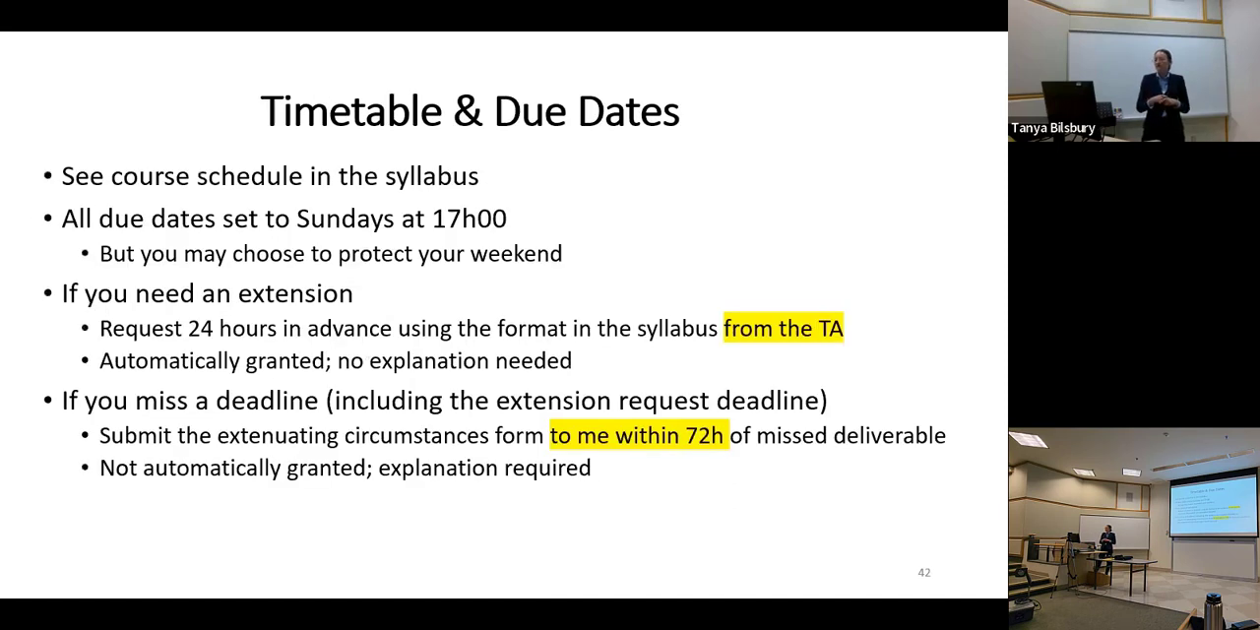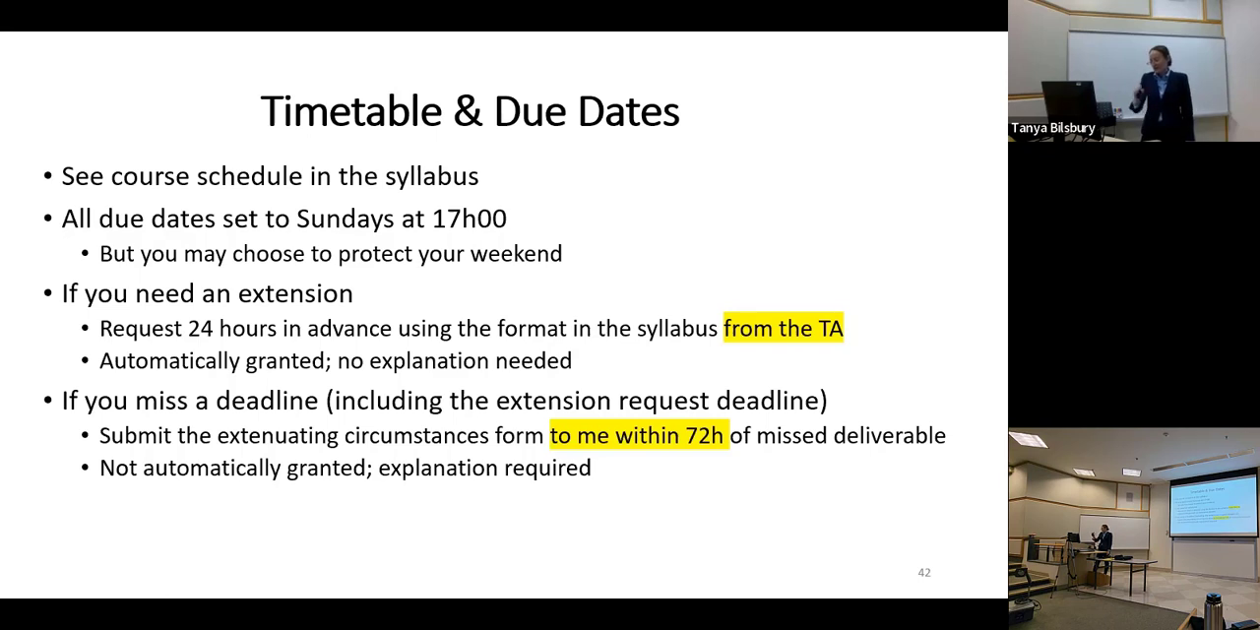You'll find the timetable and due dates in the course schedule. I had to create some kind of structure, and so I made everything due on Sundays at, oh, that's a mistake. It says 5 p.m. That's not true. Sorry, that's not updated from last time. It's actually 11:59 p.m. 2359 hours. Okay, so I apologize for that error, and I'm noting that as an error.